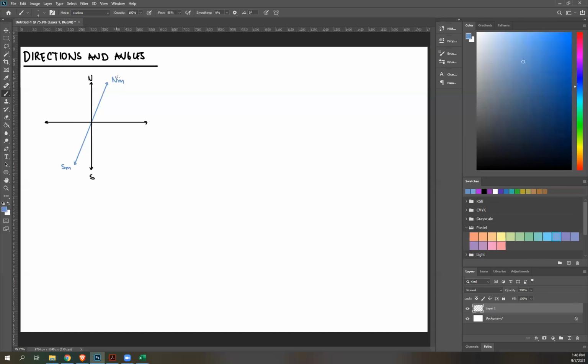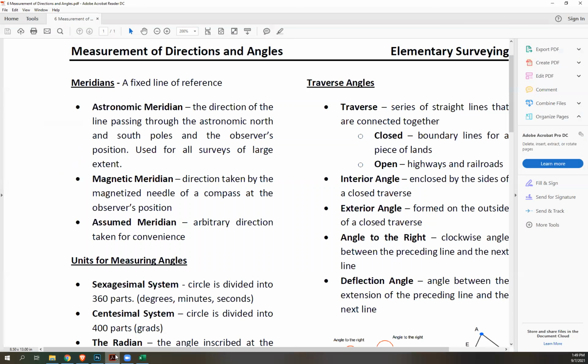Now, the amount that your magnetic meridian deviates from the true meridian or astronomic meridian is an angle of declination. So we call this the angle of declination. Again, it could be to the left or to the right of your true meridian, or to the east or west of it. Right? So that's the difference. And then assumed can be any arbitrary line for reference.